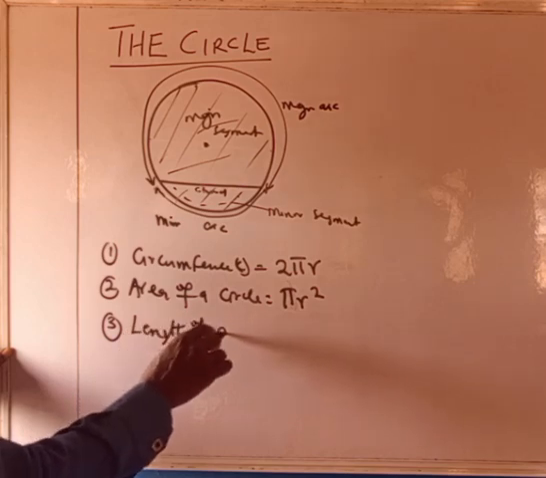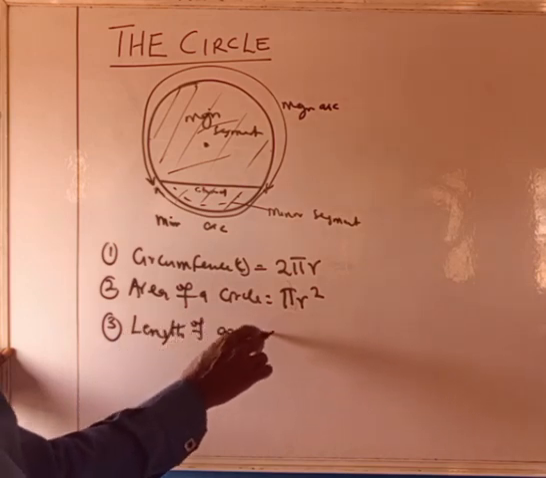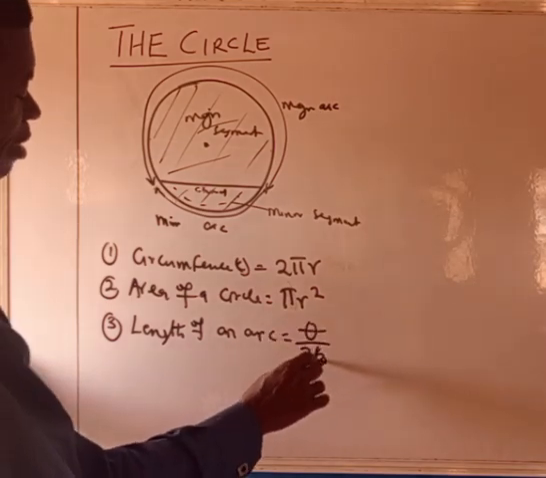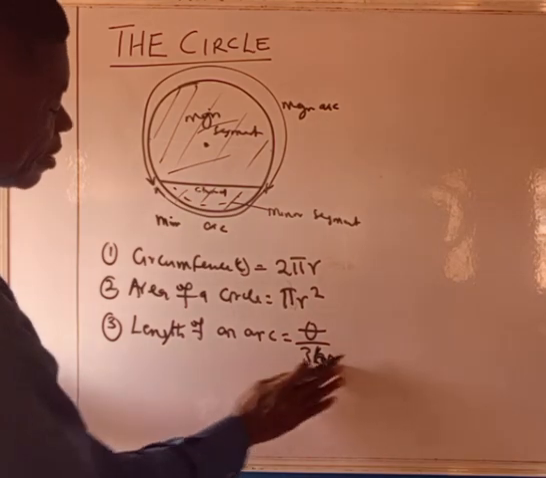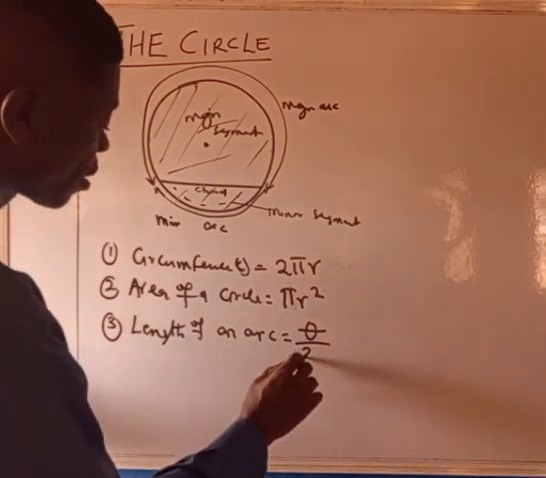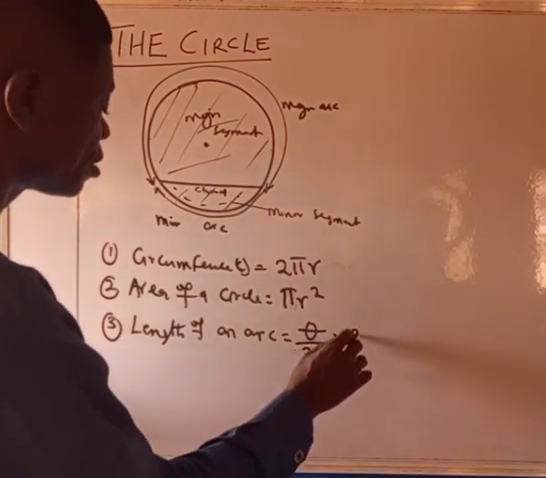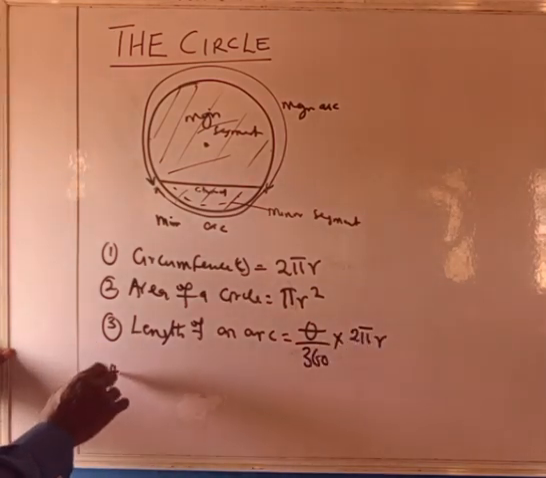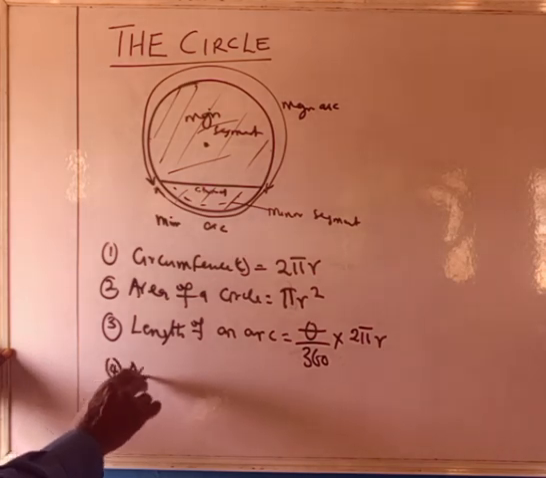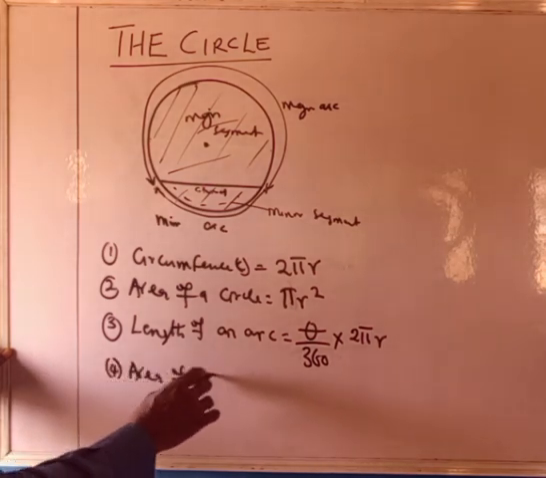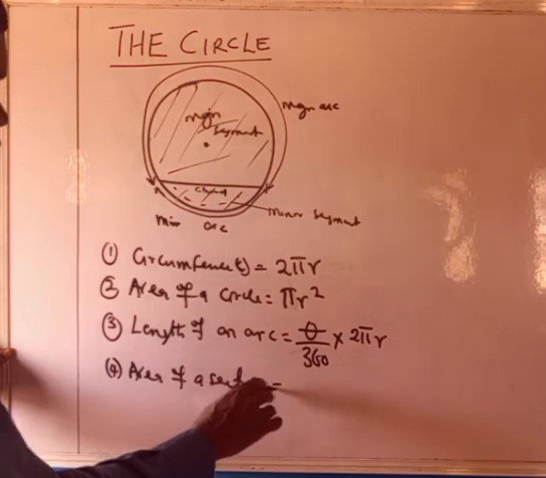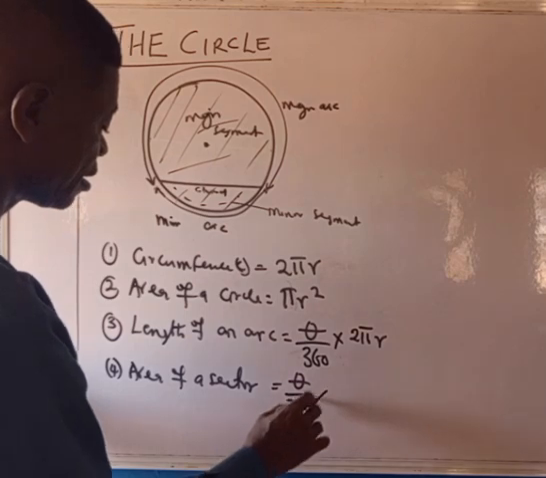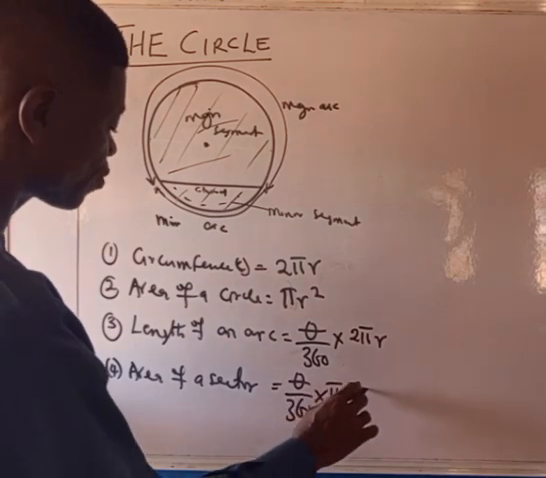Number three is the length of an arc, which is theta over 360 times 2 pi r. Number four is the area of a sector, which is theta over 360 times pi r squared.